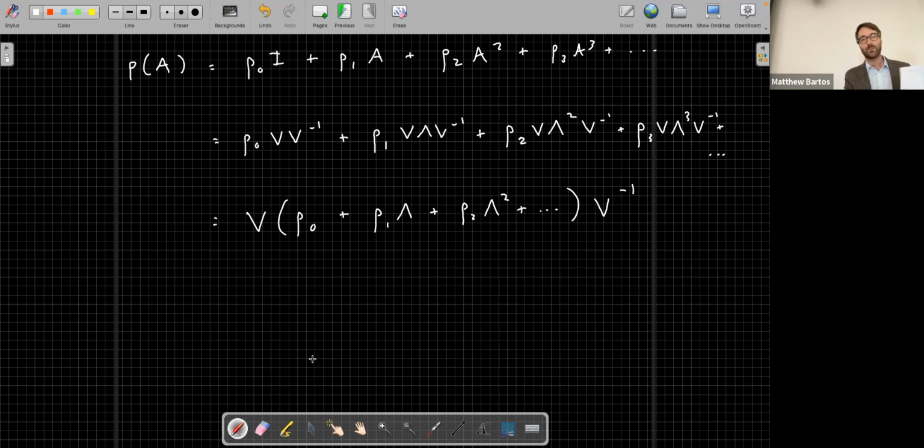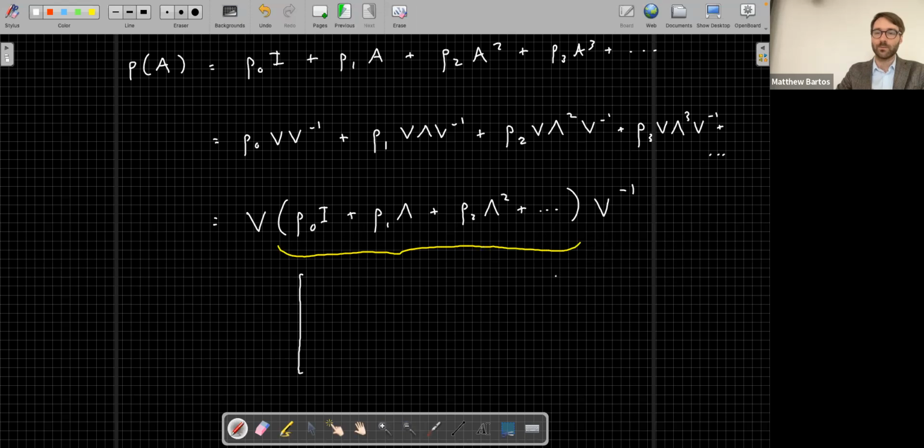Okay, so we can just factor out that V and V inverse. Let's take a look at this term here and think about what it's going to look like. We can write this as P0 times the identity matrix, just for correctness here. So what is this matrix going to look like? First of all, what's its structure going to be? Diagonal. And what will the elements along the diagonal be?